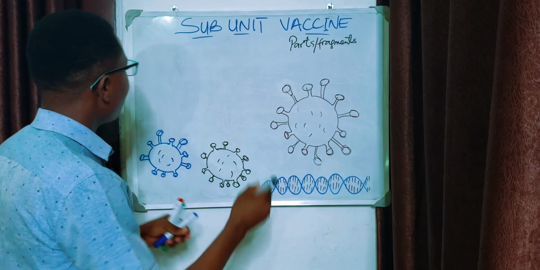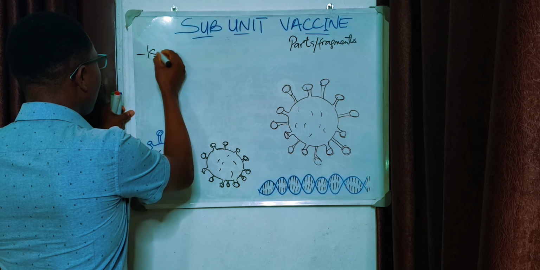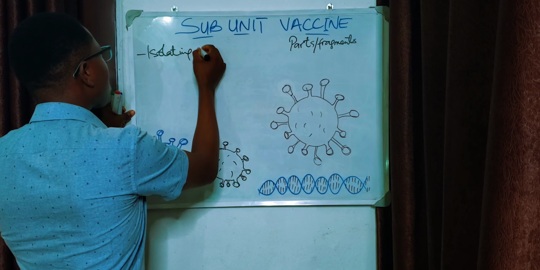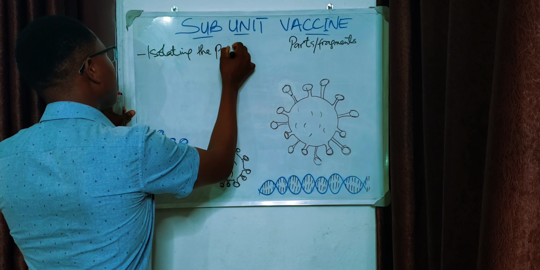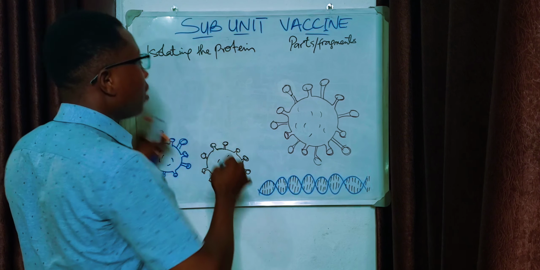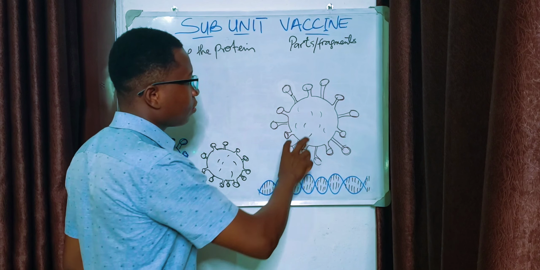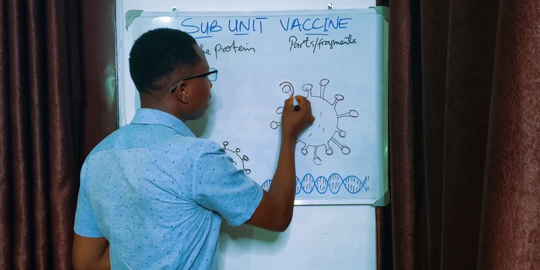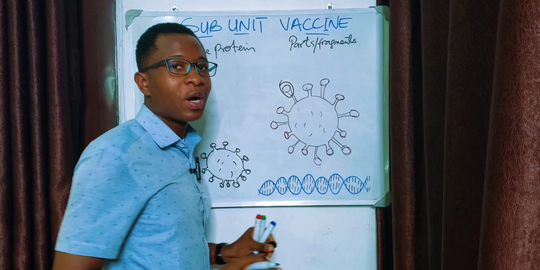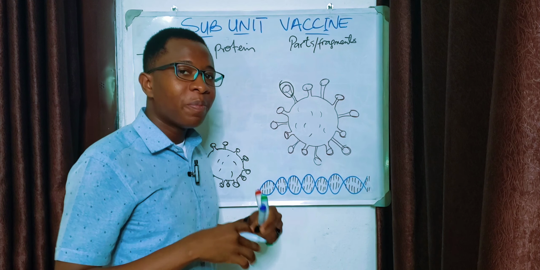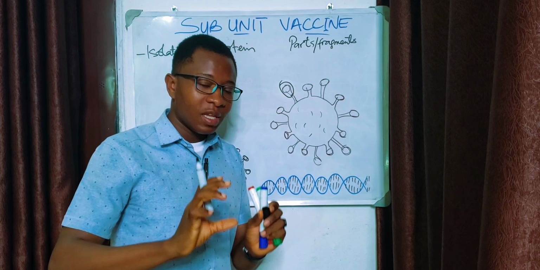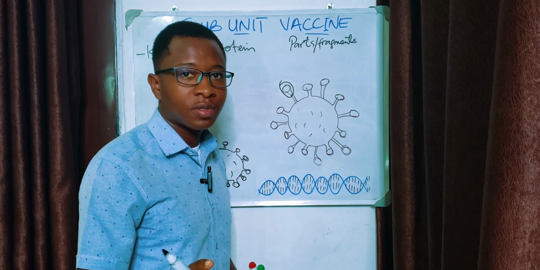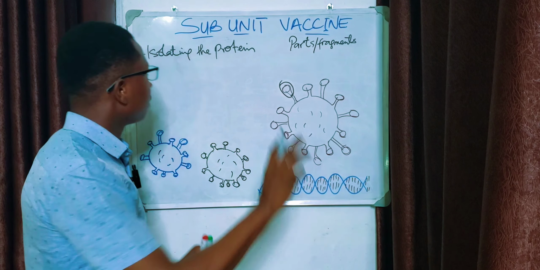The first way you can do that is isolating the protein. So you isolate the specific protein. So let's assume that this is the pathogen, right? You isolate the protein on the surface of the pathogen and present that as its own antigen that can trigger an immune response. Okay, I'll reiterate.